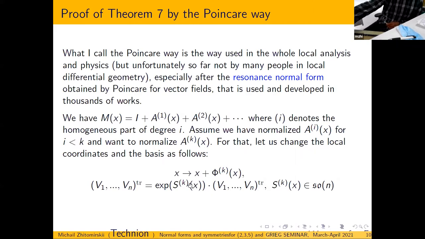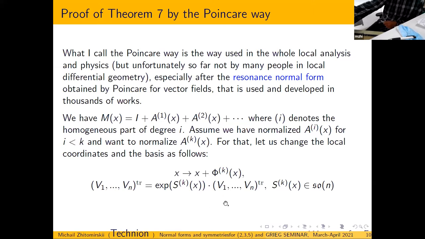We change local coordinates in this way. It is a vector function, homogeneous of degree K. So this change of coordinates differs from identity by degree K, but we also have a possibility to multiply our orthonormal frame. It is not unique. Transposed, because I want to write everything as a column. So we can multiply it by an orthogonal matrix. I write this orthogonal matrix in this way, the exponent of a skew-symmetric matrix. This skew-symmetric matrix will also depend on X, and it will also be homogeneous of degree K. So it is natural to do this transformation.